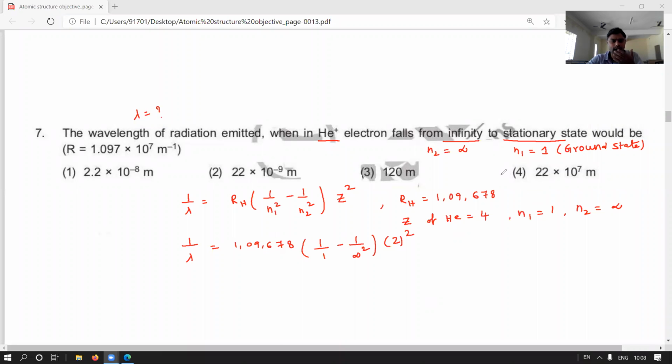Yes, ma, the RH or R value is 1.097 into 10 to the power of 7 meter inverse. Otherwise, we can use this value in centimeter inverse. No problem, whatever it may be. First, we have to convert centimeters into meters. Otherwise, directly use the given value. If you use the given value, 1.097 into 10 to the power of 7 meter inverse will come. But this value is in centimeter inverse.